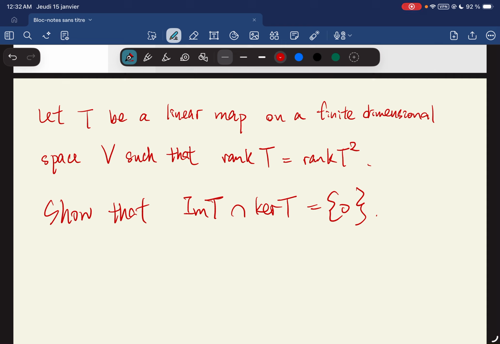However, it's not the case when we approach higher level math, which is based on proof, rigorous deduction, and logic. For example, in this question, we have the following setup. Let T be a linear map on a finite dimensional vector space V such that the rank of T is the same as the rank of T squared. Show that the image of T intersect with the kernel of T is the zero vector.